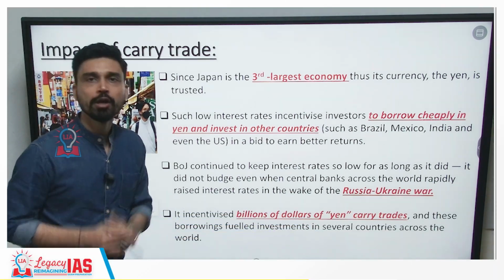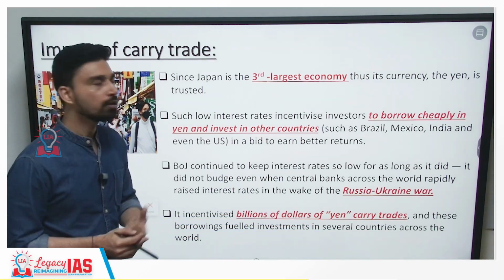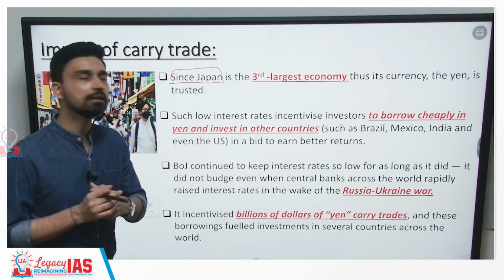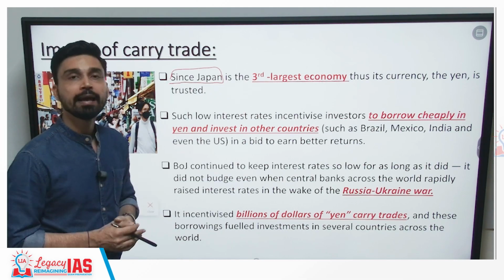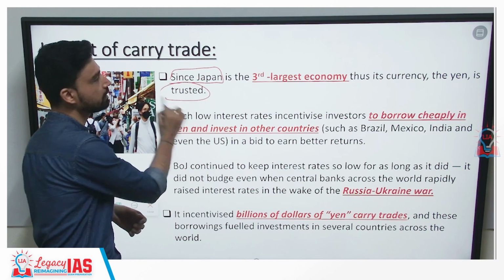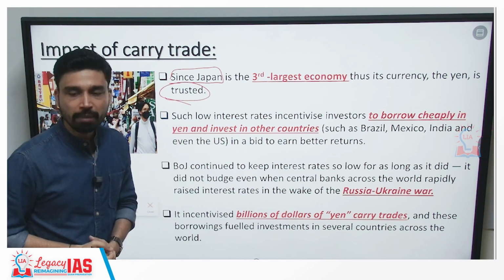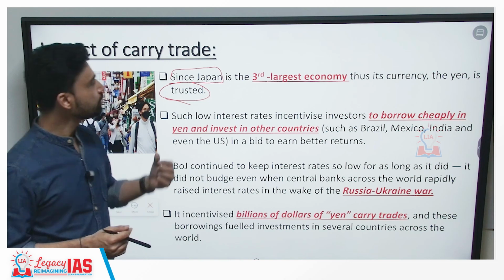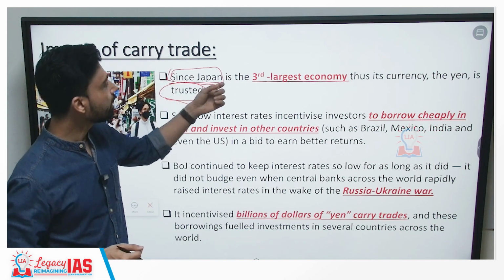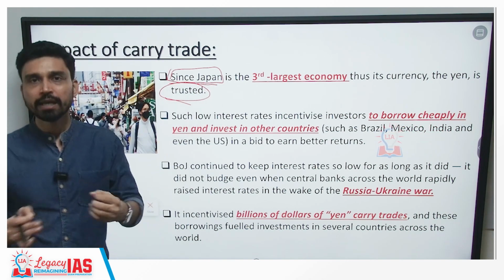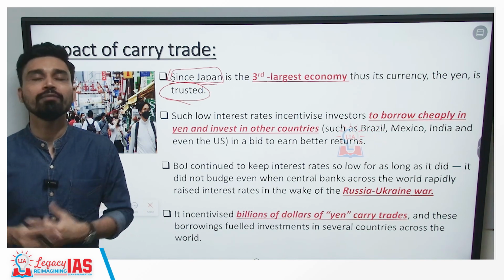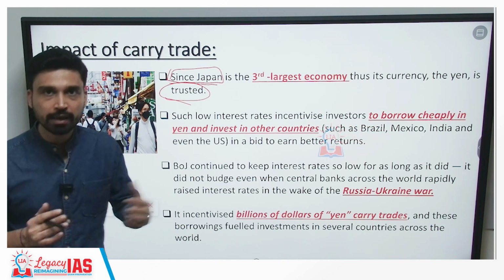First of all, why are investors going and buying yen? The first reason is that Japan, we know, is the third largest economy in the world, and that is why the currency of Japan, the yen, is trusted by many investors. Suppose we take a country with a very poor economy. No matter how high the interest rate is there, investors will not flock to it because they do not trust how long the value of that country's currency can be maintained.